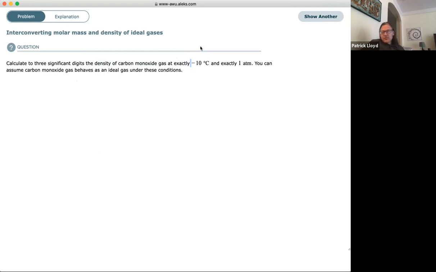So all we're going to do is use that equation, which is molar mass is DRT over P, and you're set. That's all you got to do. Oh, actually, we're trying to find the density, so I'm sorry. The density is P times molar mass over RT.